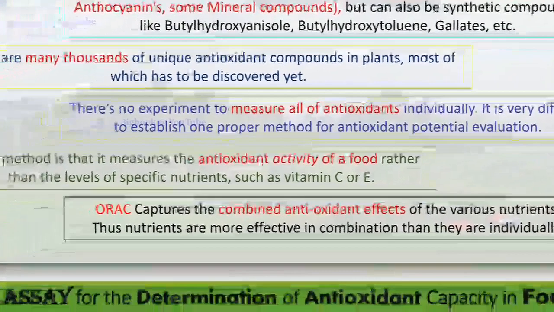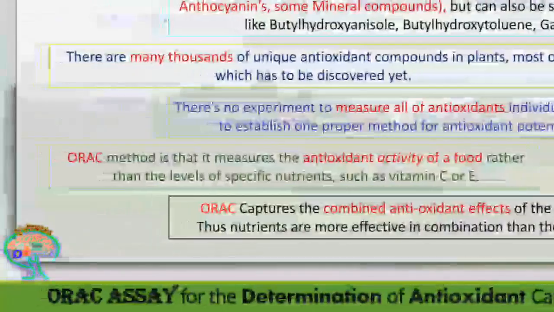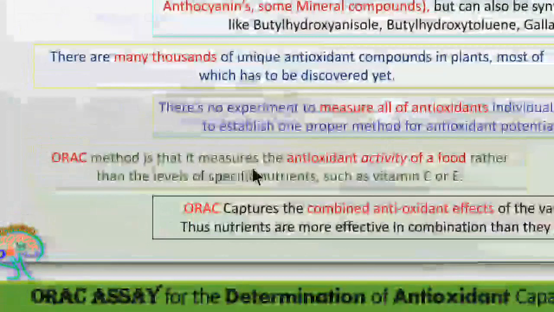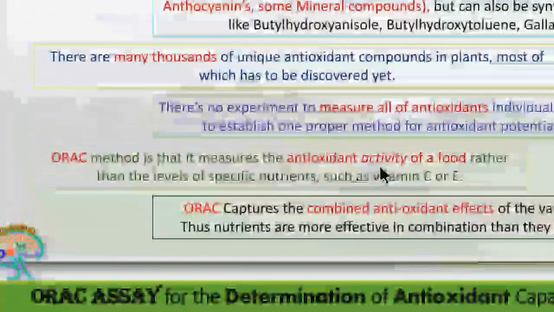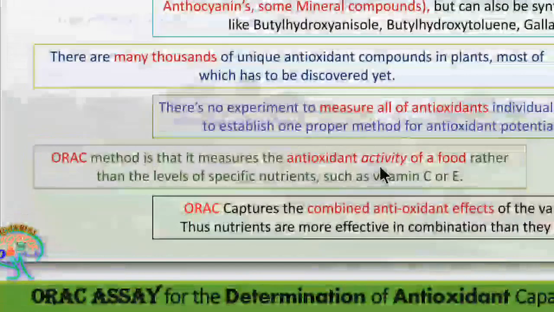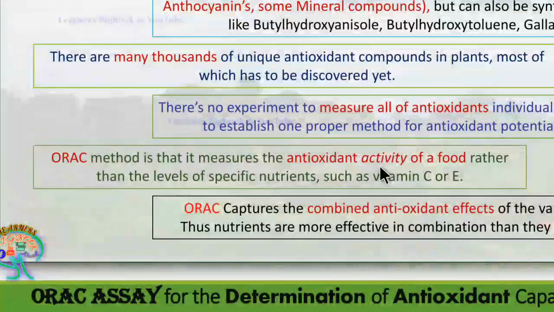So instead we are going to use this ORAC method, which measures the antioxidant activity of a food. So in the previous slide we spoke about how each food, whether a fruit or walnut, has its ORAC potential.